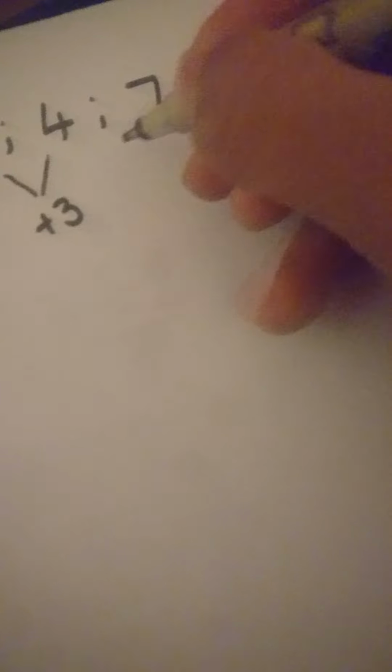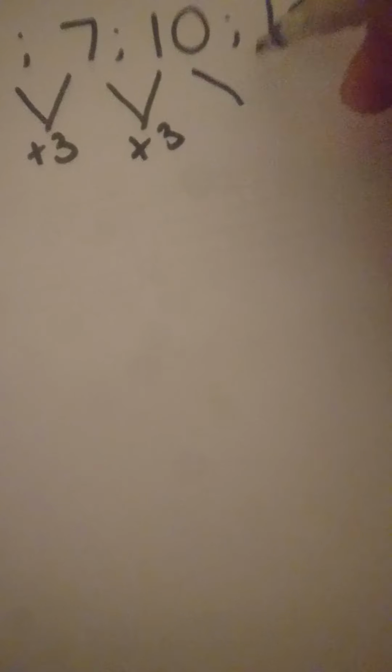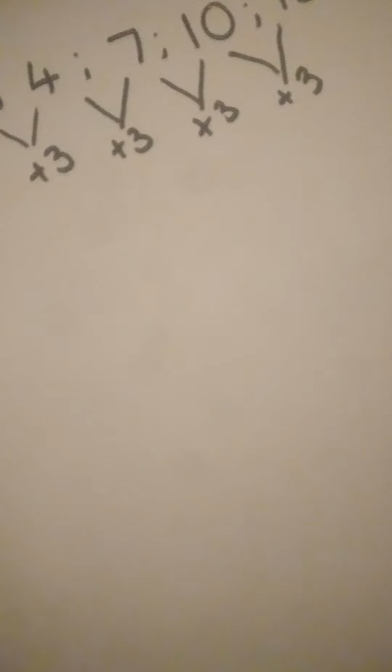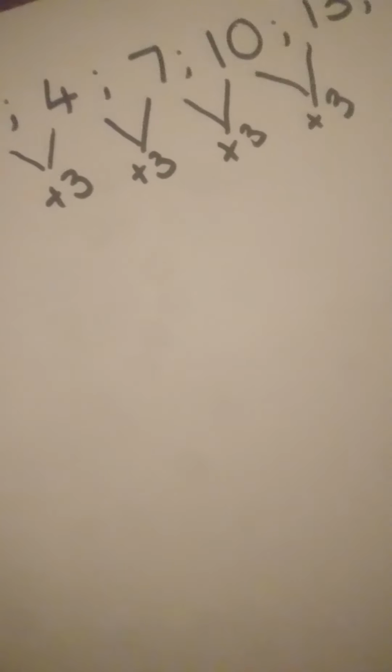So 1 plus 3 is going to give us 4. 4 plus 3 is going to give us 7. 7 plus 3 is going to give us 10. And 10 plus 3 is going to give us 13. So we have a constant difference. The same number is being repeated. That is what a constant difference is. Right here we have a positive constant difference, but we can also have a negative constant difference if we are minusing to get to the next term. I'll do an example of that with you just now.